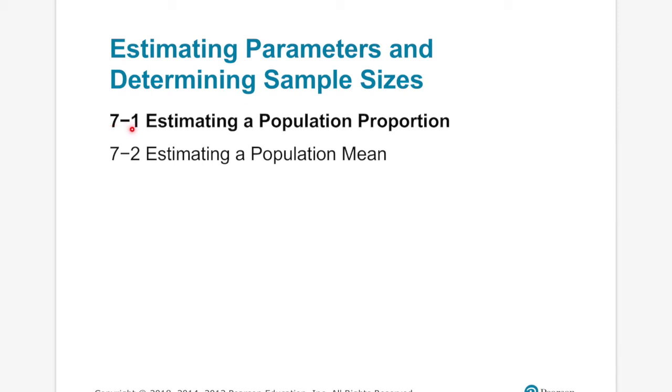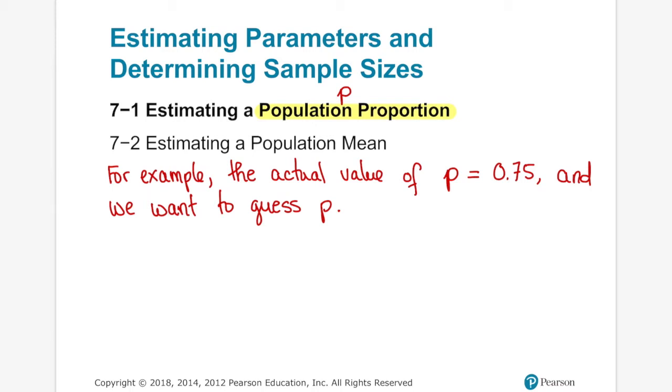Section 7.1, Estimating a population proportion. In this section, we are trying to estimate P, which is the population proportion. For example, the actual value of P is 0.75, and we don't know that, and we want to guess P.